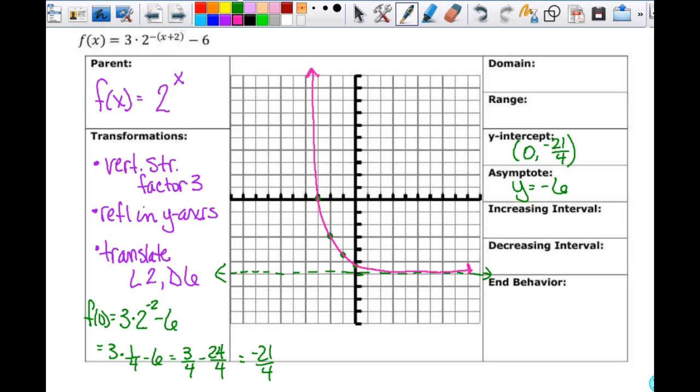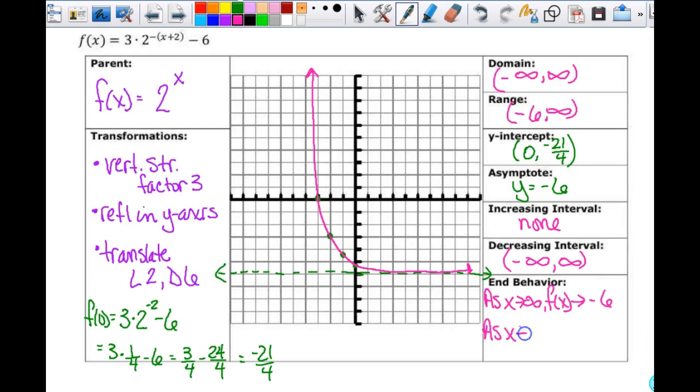Here we go. Okay, so my domain here, negative infinity to infinity. My range, negative 6 to infinity. I do not include the negative 6. It is not increasing anywhere. It is decreasing over the entire thing. My end behavior, as x approaches infinity, f of x approaches negative 6, and as x approaches negative infinity, f of x approaches infinity. Okay, and there you go.